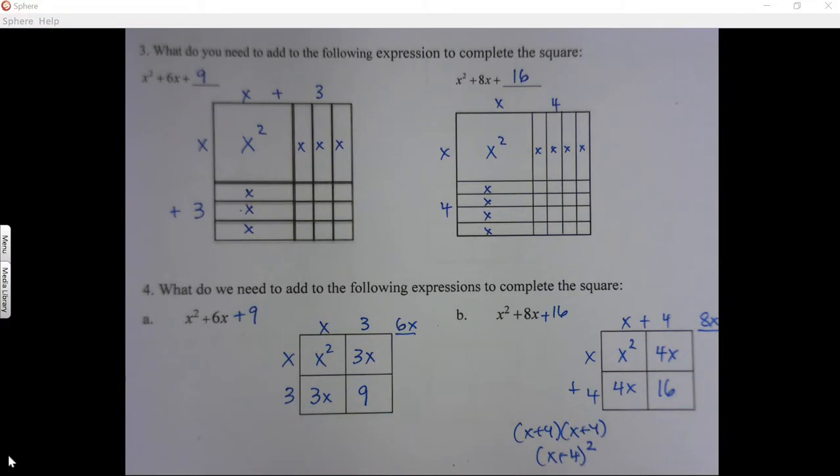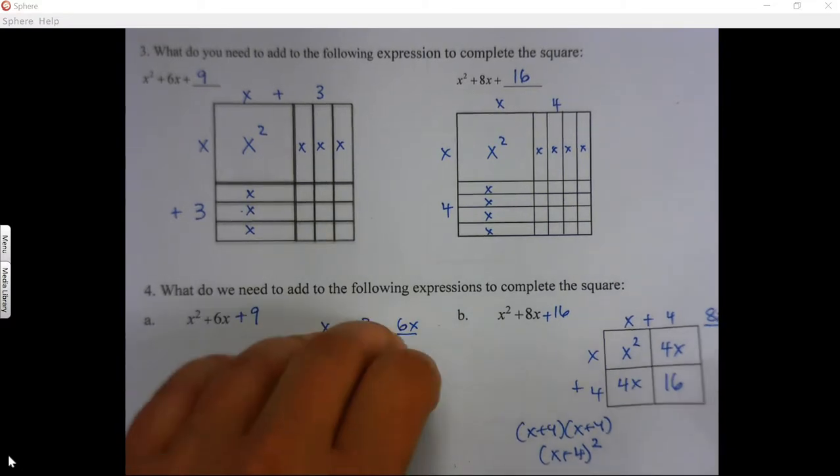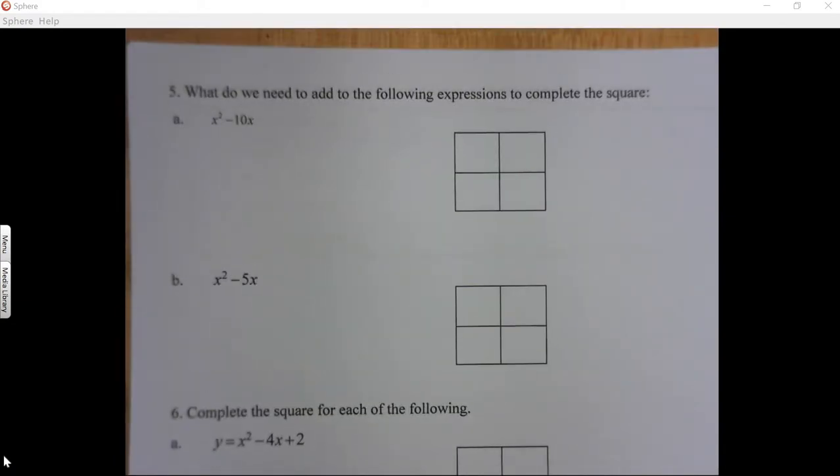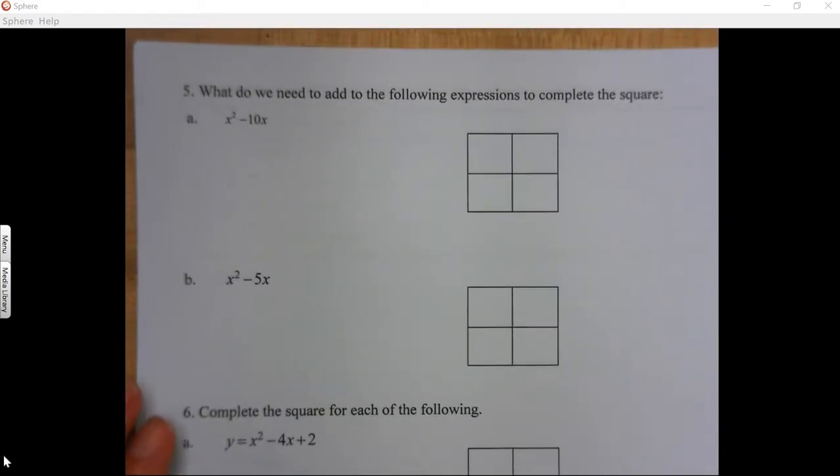Okay. Turn the page over to page 5. We still have a couple more of those. These ones have minuses in them. We do them the same way.